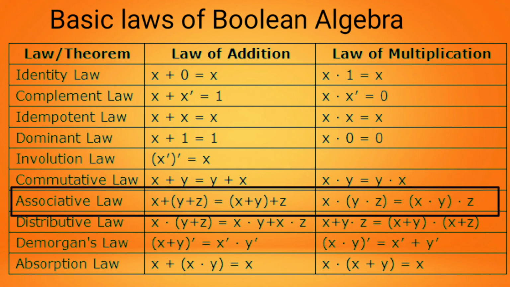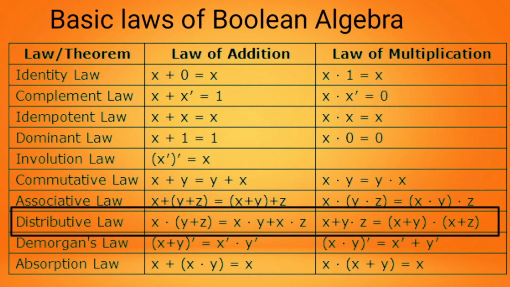Next is associative law: x or (y or z) equals (x or y) or z. It deals with how we can associate the variables in a relation. For example, x added with (y or z) is equal to (x or y) added with z. In a similar way, in multiplication also we can write x and (y and z) equals (x and y) and z.